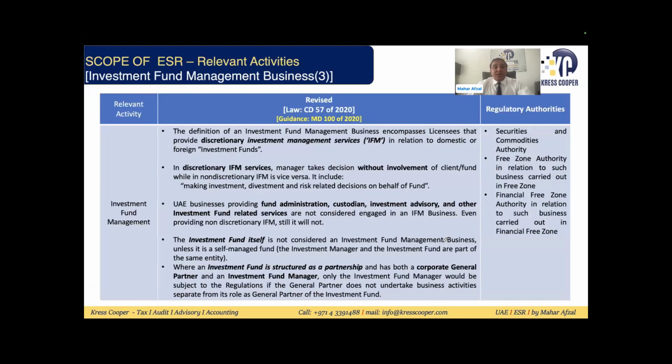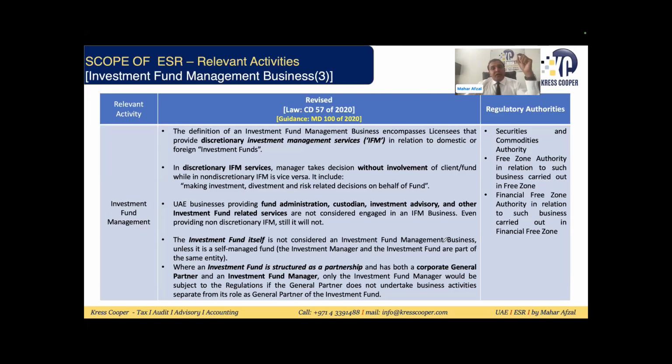Third category, investment fund management. We all know an investment fund is a different thing. A fund management company is a different thing. There is a possibility the same company is managing the funds as well, but usually an investment fund is a different thing. Investment fund management services are different services. Now the party might be a company supporting different other relevant activities. So as per the ESR, if any company or any business is providing discretionary investment fund management services, it will be subject to ESR. Otherwise, it will not be subject to ESR.